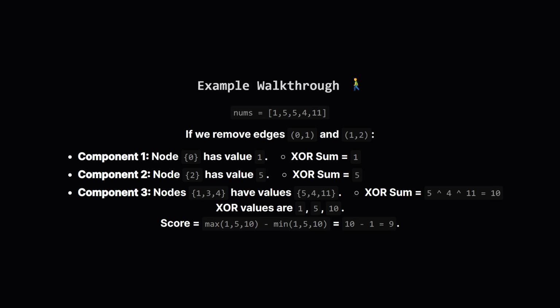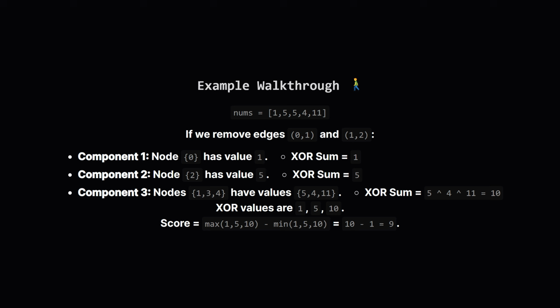Let's walk through the example from the problem. Suppose we decide to cut the edge connecting node 0 and node 1, and the edge connecting node 1 and node 2. This breaks the tree into 3 pieces. The first is just node 0 by itself, so its XOR sum is its value, 1. The second piece is node 2 by itself, with an XOR sum of 5.